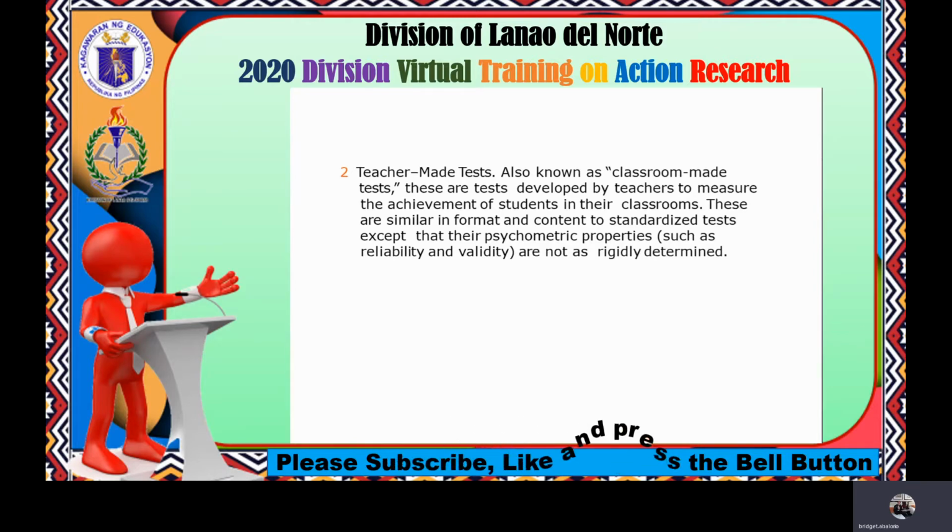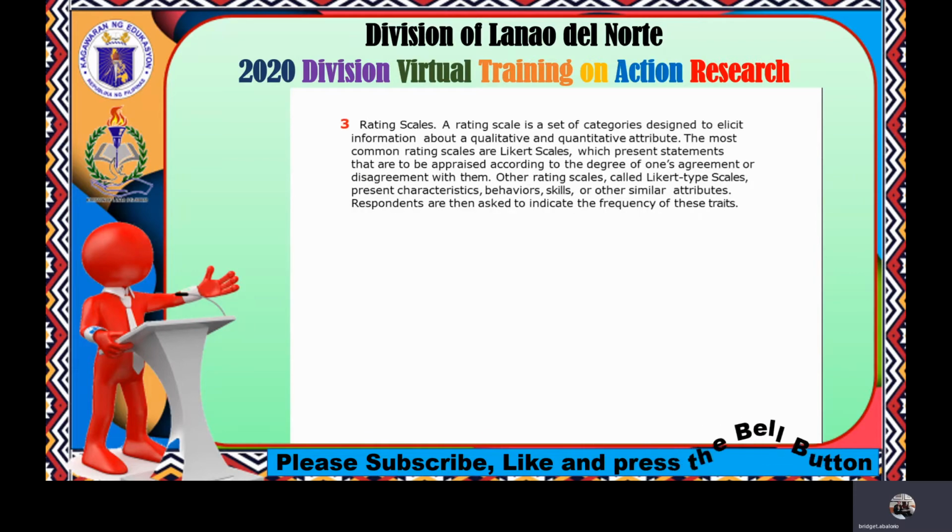Okay, next, rating scales. A rating scale is a set of categories designed to elicit information about qualitative and quantitative attribute. Ayolon jud mo ka problema aning qualitative o quantitative. I-explain further again ni sa atong mga uban nga speakers. So qualitative and quantitative attribute. The most common rating scales are Likert scales, which present statements that are to be appraised according to the degree of one's agreement or disagreement with them.